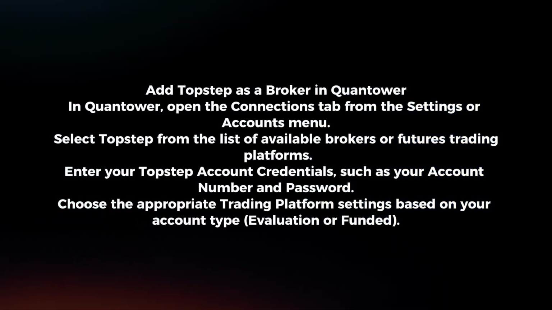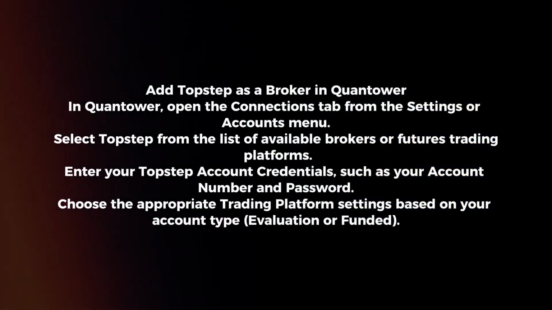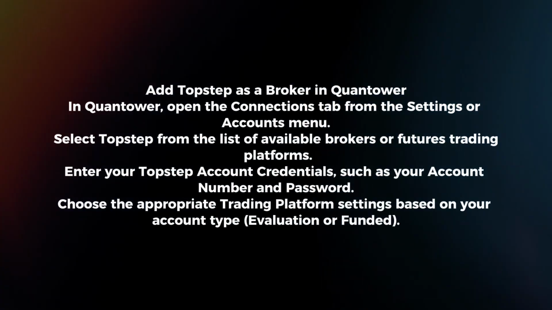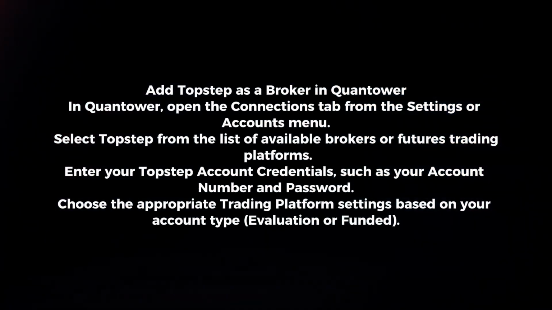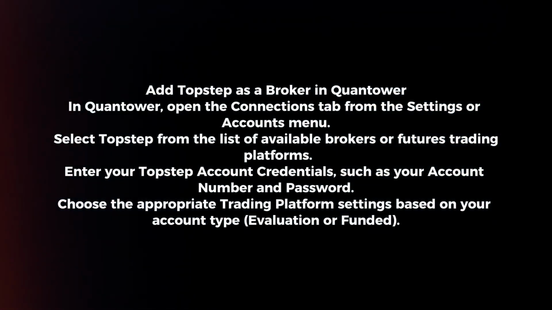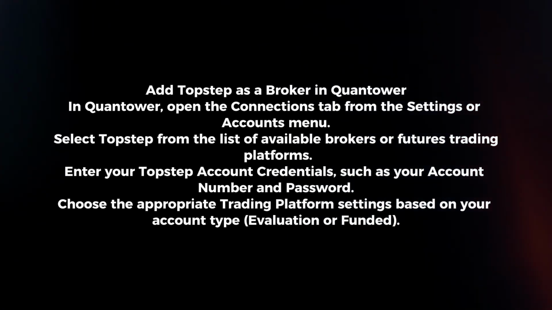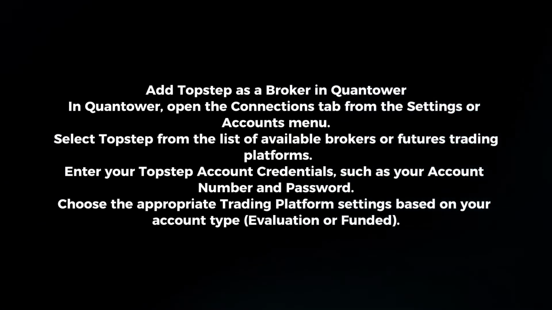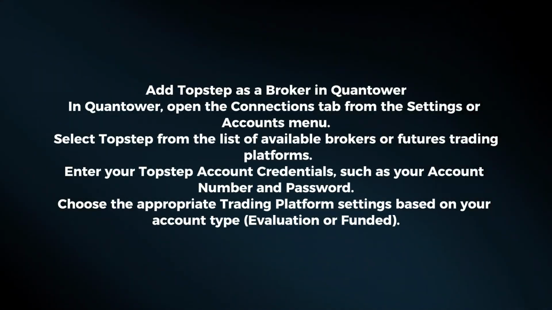In Quantower, open the Connection step from the Settings or Accounts menu. Select Topstep from the list of available brokers or futures trading platforms. Enter your Topstep account credentials, such as your account number and password. Choose the appropriate trading platform settings based on your account type.